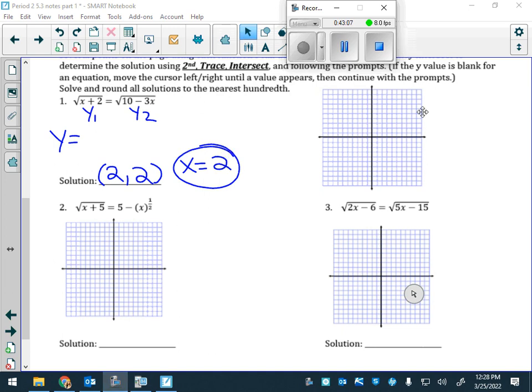For number 2, what was our solution? 4. For number 2, if you got (4, 3), or x equals 4, you are correct. For number 3, what do we got? 3. If you got e to whatever, it's close to 0. What happened in number 4? Never touch, no solution. All right? Number 5. 3.5 and 1.5. So x equals 3.5.